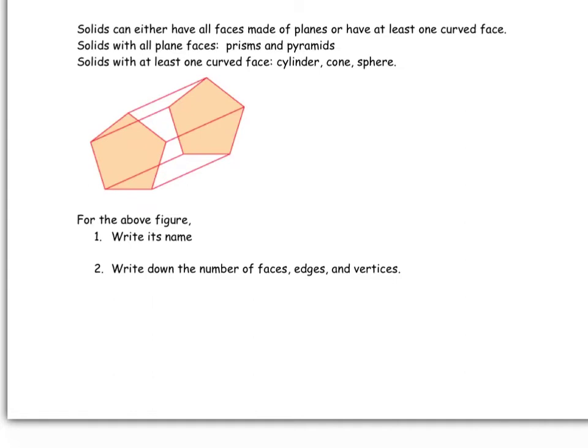So let's look at this figure. This is a 3D figure. What would be its name? What kind of figure is it? Well, it's made with all plane faces. This would be a prism, but what kind of prism? Well, it's decided by what the base is. Notice that these sides are all rectangles. The base is a pentagon. So this would be considered a pentagonal prism.